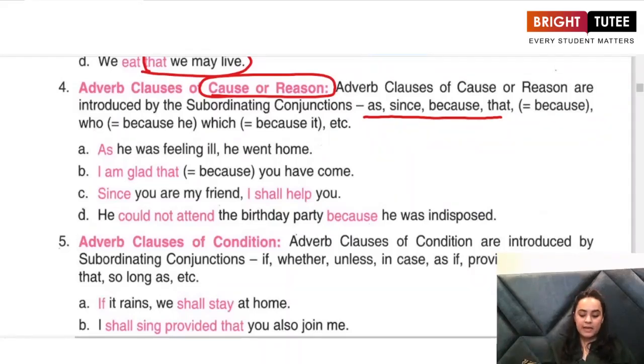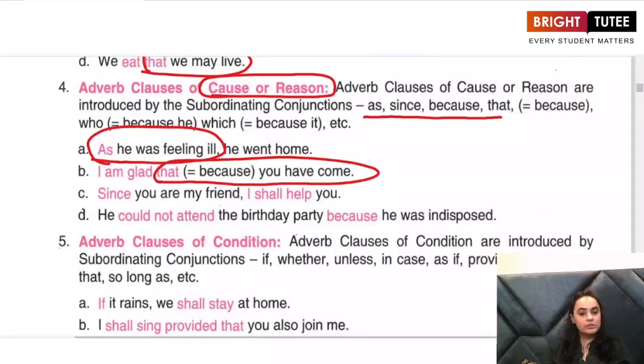As he was feeling ill, he went home. What was the cause or the reason that he went home? He was feeling ill. So, as he was feeling ill, he went home. I am glad that you have come. What is the reason for my gladness? That you have come. Now, that equals because, as you can see here also. In a few sentences for because, that is used. In a few sentences for because, who is used, and because it, which is used.